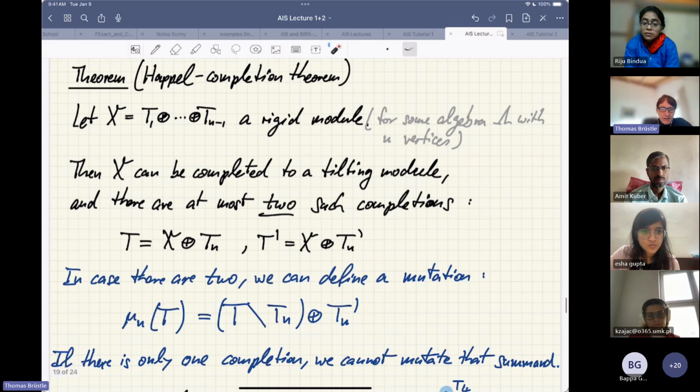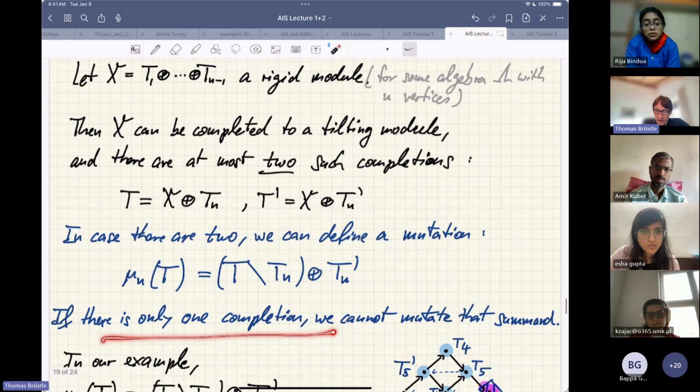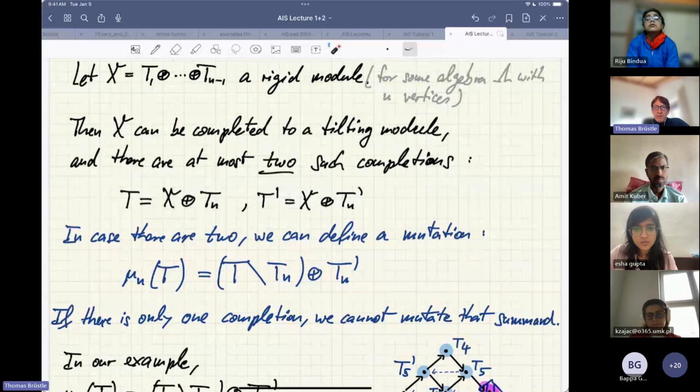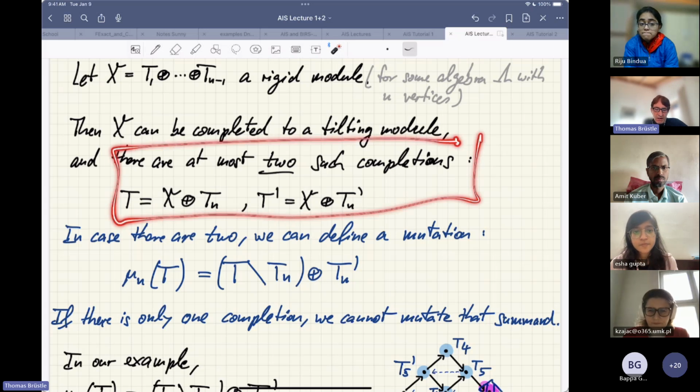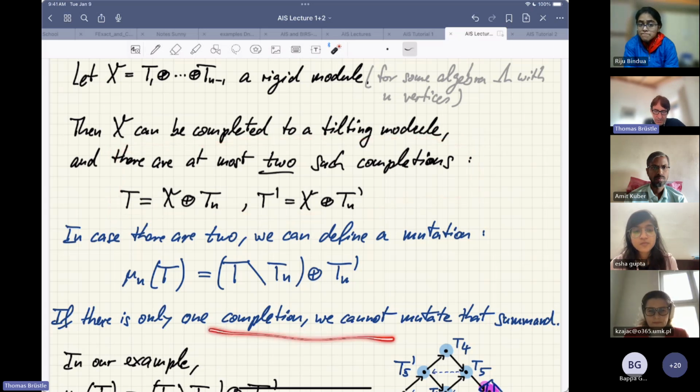However, Hubbell does not guarantee there are always two completions. There might be only one completion. So if there's only one completion, then we cannot mutate that summand. You can remove it, but there's only one unique way to put it back in. I cannot exchange it for another summand. So tilting theory is almost good. This is almost what we want in cluster theory. In many cases, a mutation is defined, but not quite always. Sometimes it doesn't work.